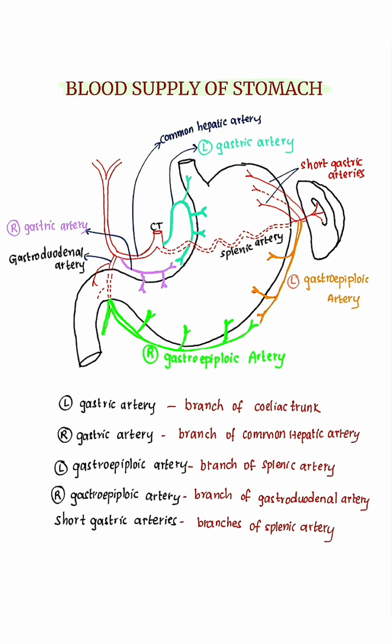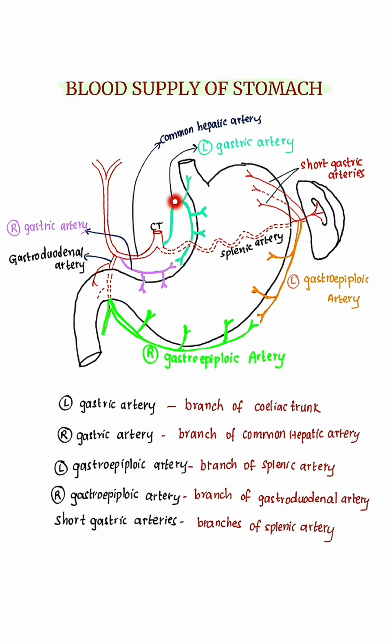Blood supply of the stomach. The stomach is supplied by the following five arteries: left gastric artery, right gastric artery, left gastroepiploic artery, right gastroepiploic artery, and short gastric arteries.